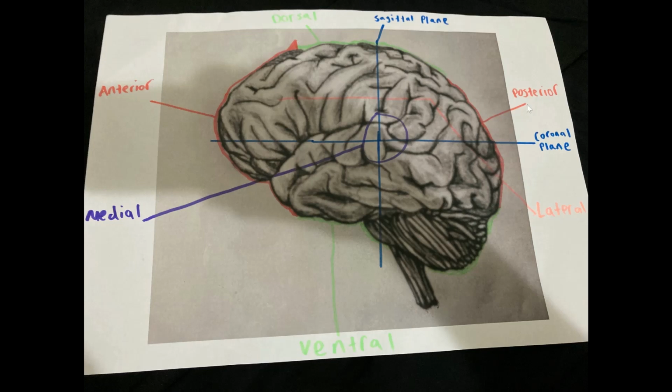And then we have the posterior, which refers to the back of the brain, and then conversely we have the anterior, which refers to the front of the brain. Most people know what posterior is, and then anterior is just the opposite of that. Then we have the dorsal, which refers to the top of the brain, kind of like a dorsal fin. And then we have the ventral, which means the belly or the bottom of the brain.